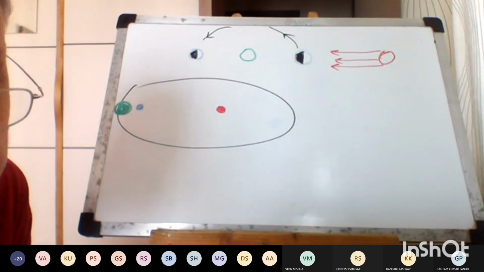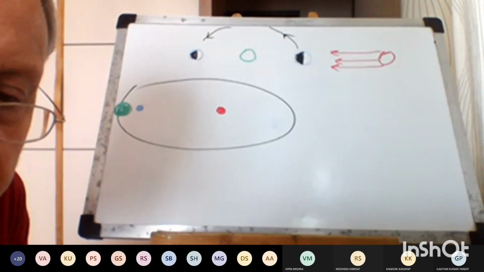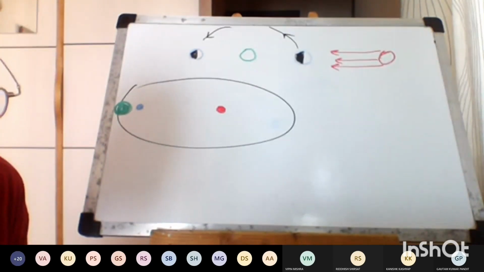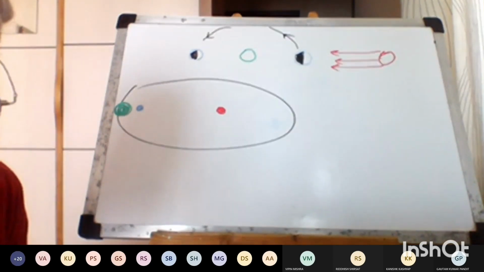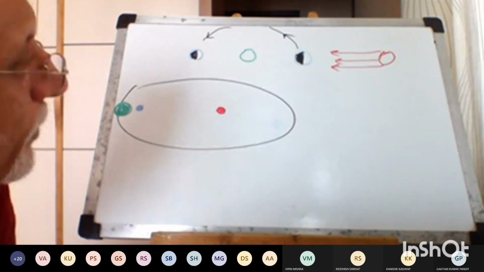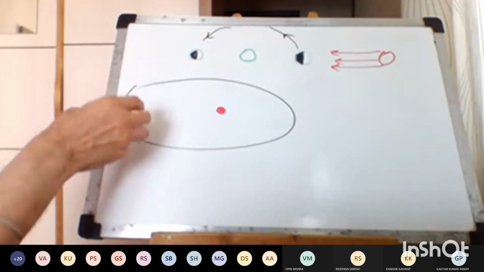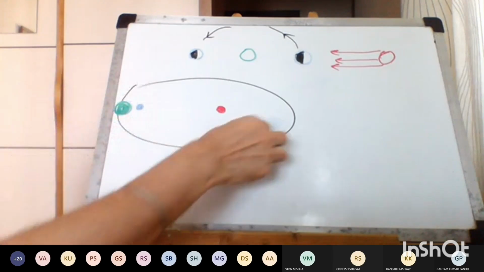The earth is rotating, revolving around the sun. The moon is rotating, revolving around the earth. And as a combination, both of them are revolving around the sun. Okay. This whole combination is rotating and revolving around the sun.